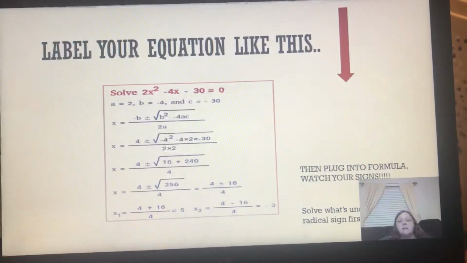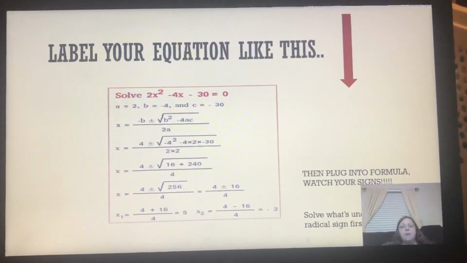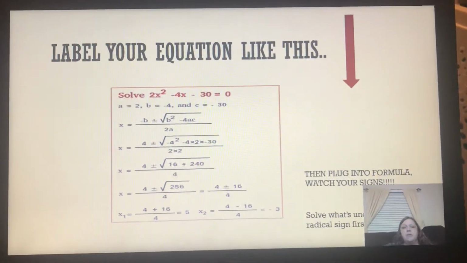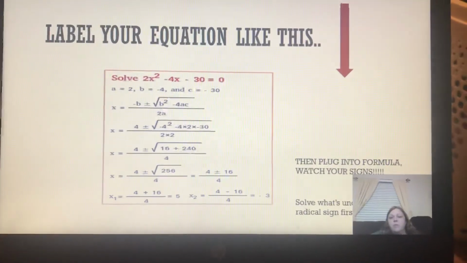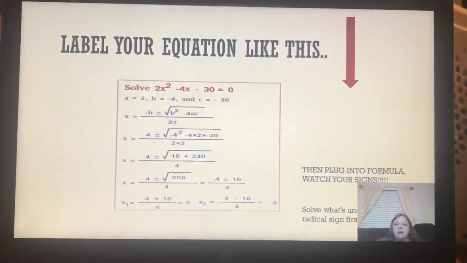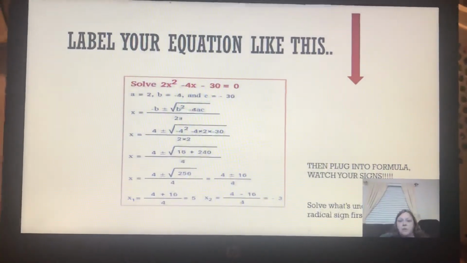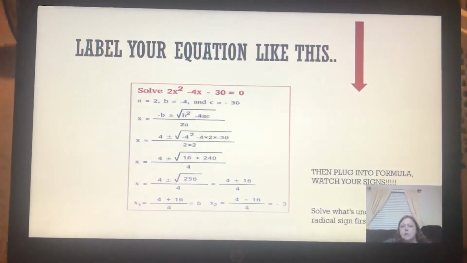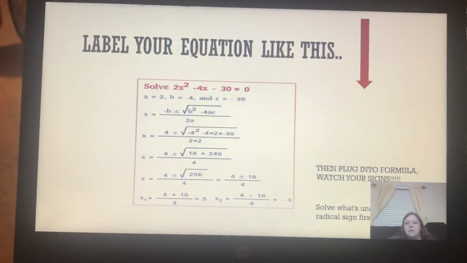Okay, so I like this slide because this example shows you how to label it. This is what I want you to do, and this is how I do it. When you solve it, if it's already set to 0, then you're already a step ahead. You don't have to worry about doing anything now, just labeling it. A is going to be what's in front of your x term, which is 2. B is going to be that middle term, -4 in this case, and C in this case is your constant, the number by itself, which in this case is -30.